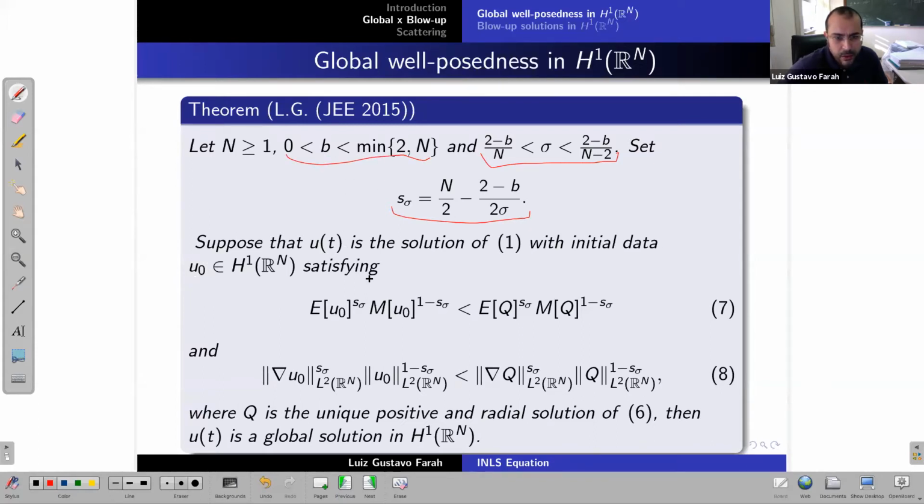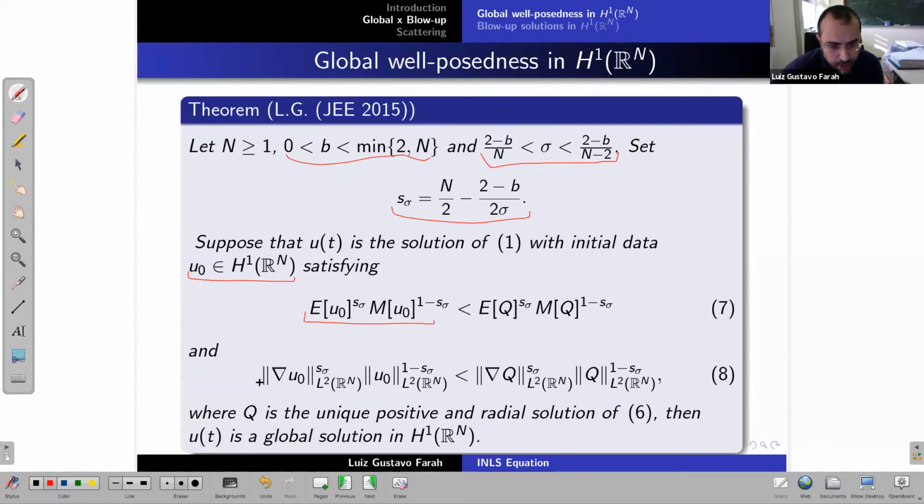And then, okay, what is the importance of this result? It says that if you start with initial data in H1 that is small in some sense, what sense? If a combination of mass and energy is less than a combination of the mass and energy of Q, recall that Q is the unique positive and radial solution for that stationary equation.